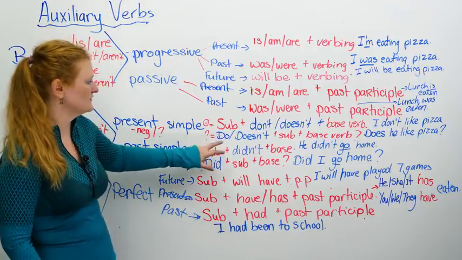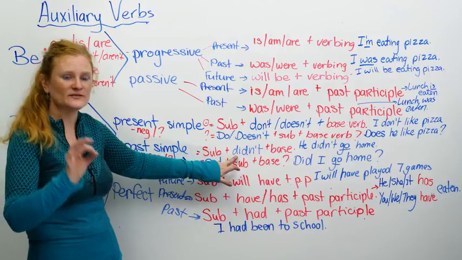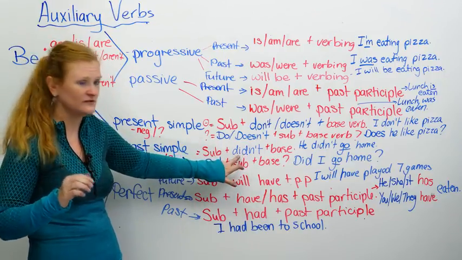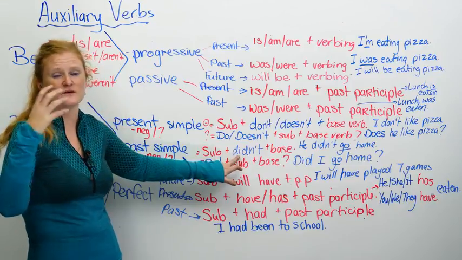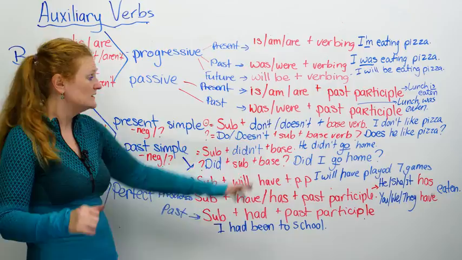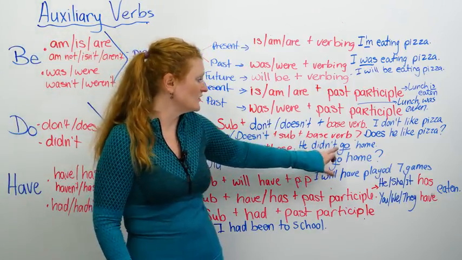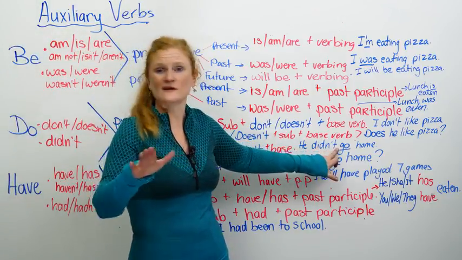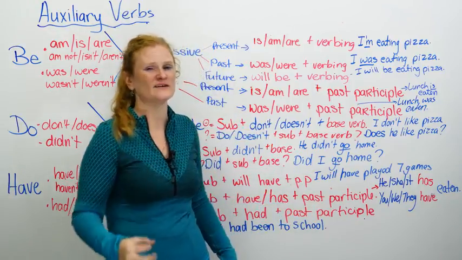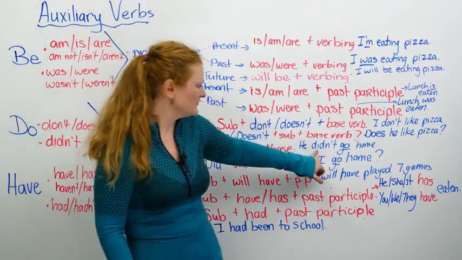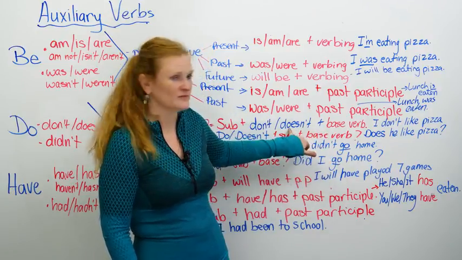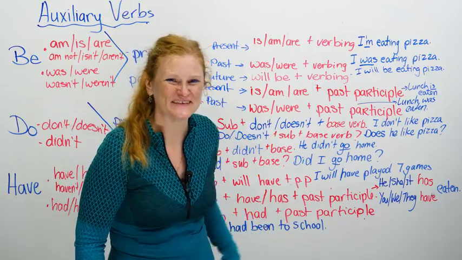Because our auxiliary verb didn't makes the sentence past. So if it's an auxiliary verb, it's going to tell us if it's past or present, and we have to use the base verb. So we have to say, he didn't go home. You cannot say, he didn't went home. That's grammatically wrong. This verb tells us it's past, and this verb tells us it's present. Oh, that's kind of cool when you learn it.